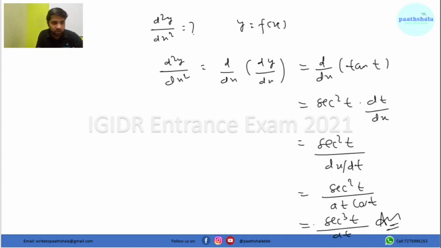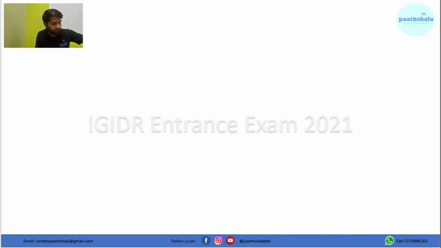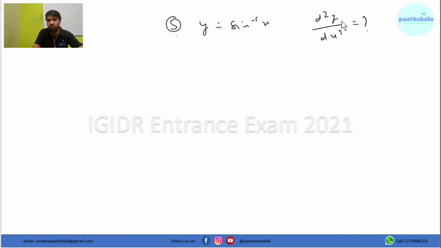Okay, let's move to the next question. So question 5, let's say y equals sine inverse x. Now we have to find d2y by dx2. Okay, so to find this, we will first differentiate this function with respect to x. So this will come out to be dy by dx, and differentiation of sine inverse x is 1 upon under root 1 minus x square.